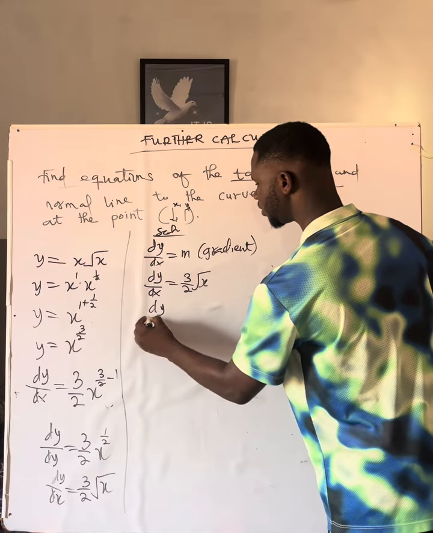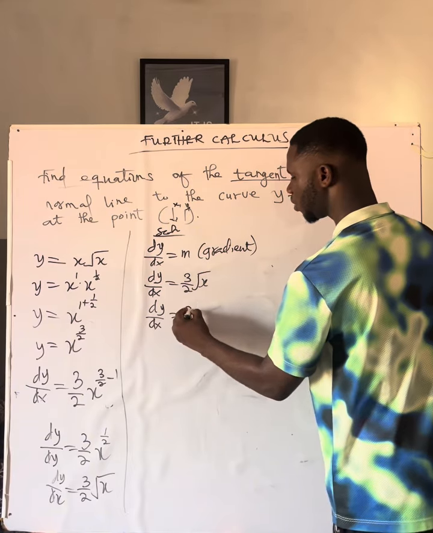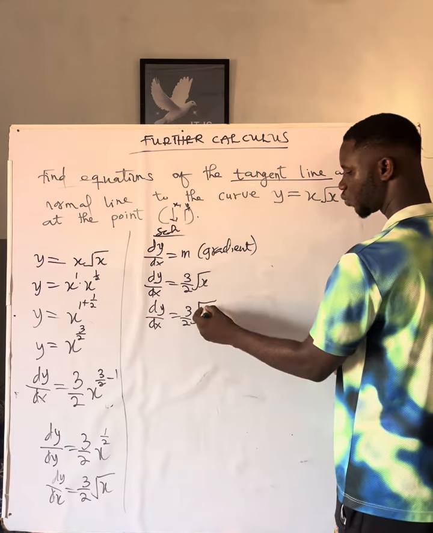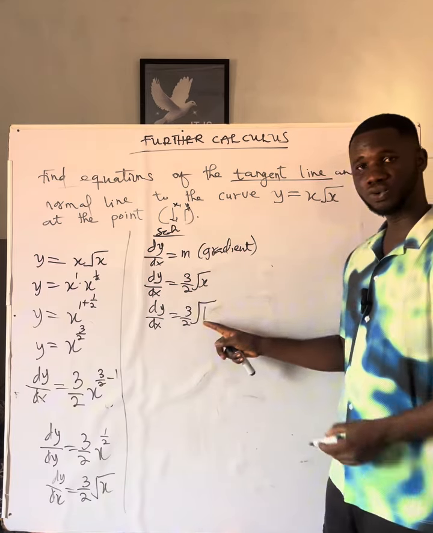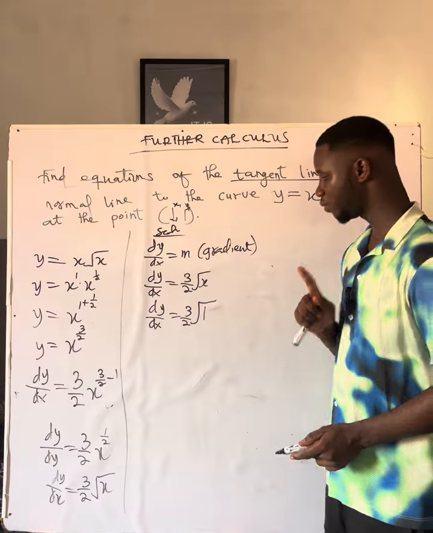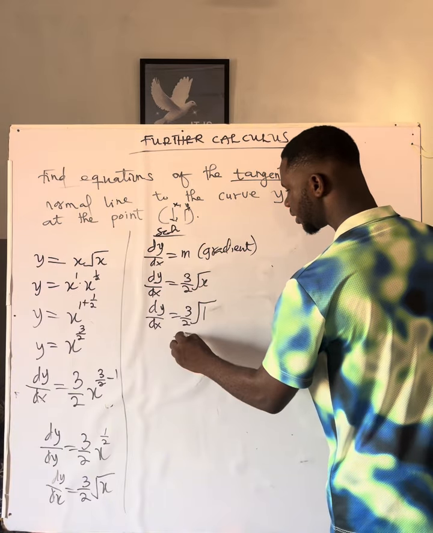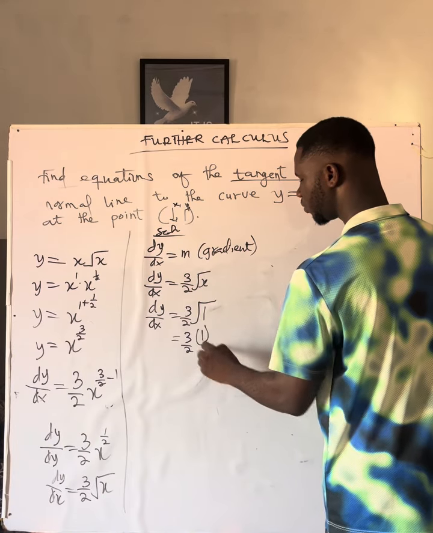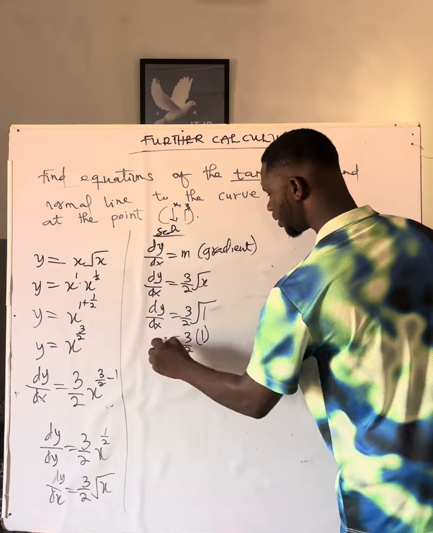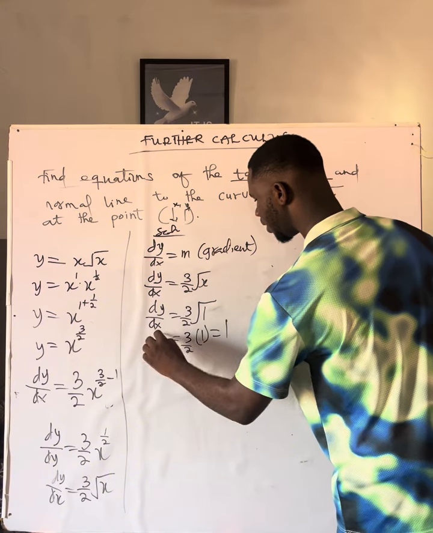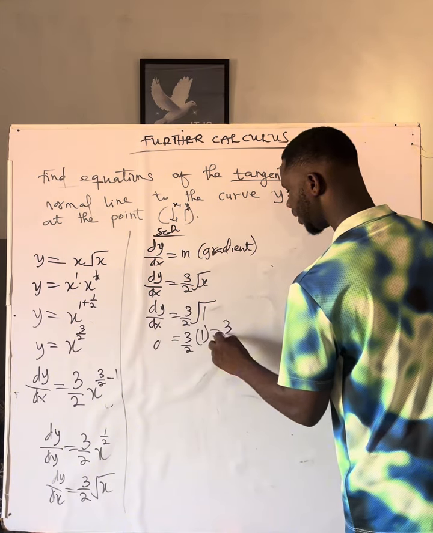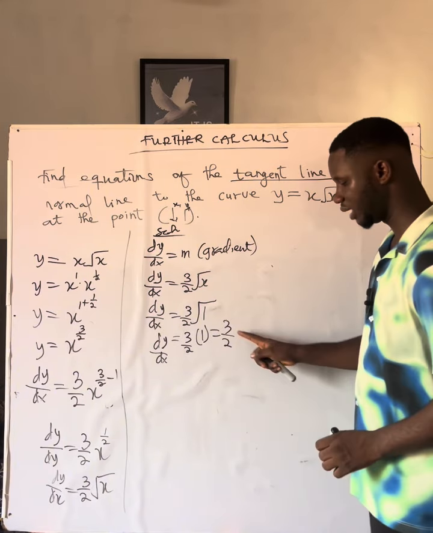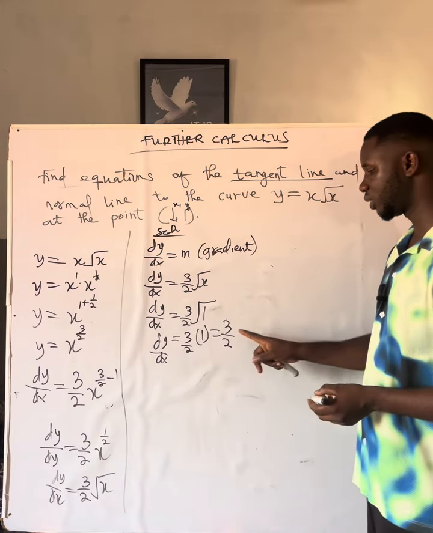So x part is 1. We can do the substitution over here. dy/dx is equal to 3 over 2 square root of, so we have the x part here, that is 1. So we put it here. Square root of 1 will give us what? 1. Square root of 1 is 1. We are going to get 3 over 2 times 1, which is the same as 3 over 2. So our dy over dx is equal to 3 over 2.